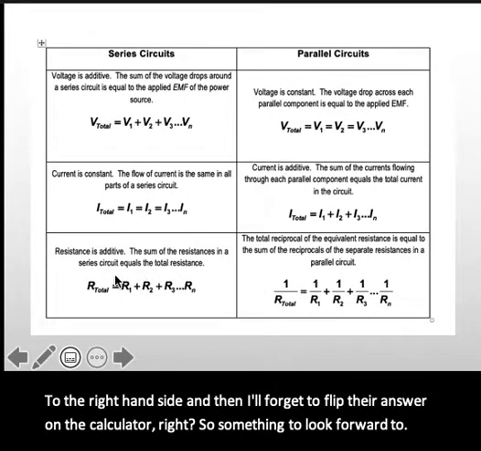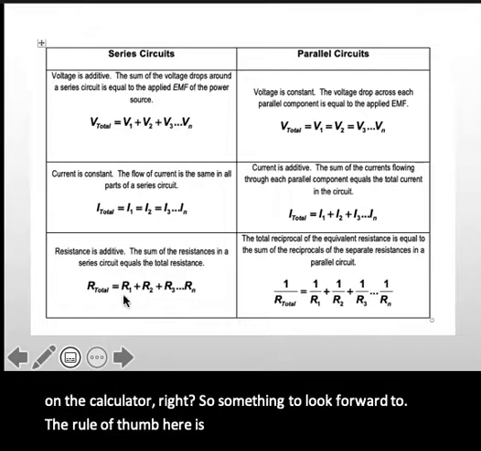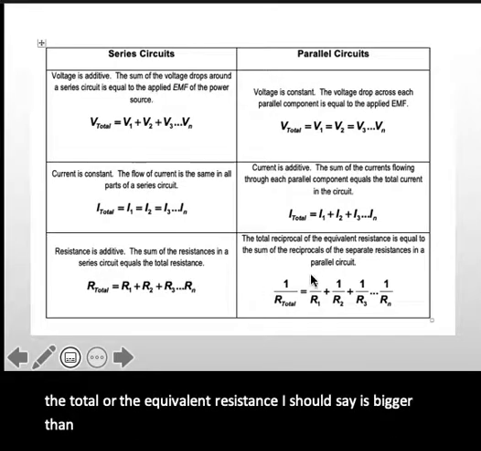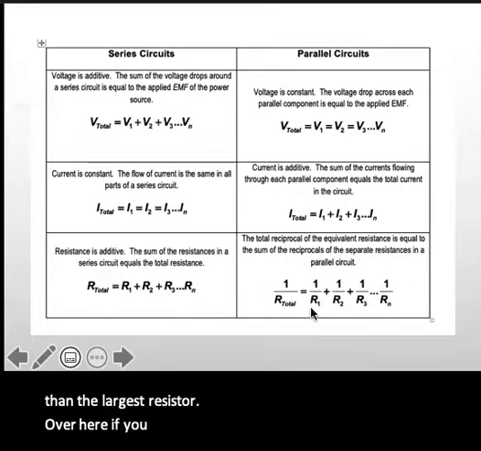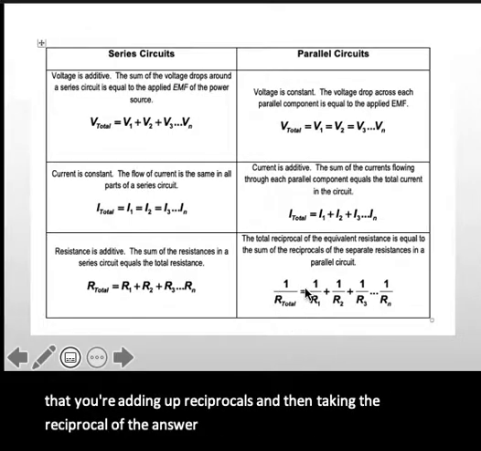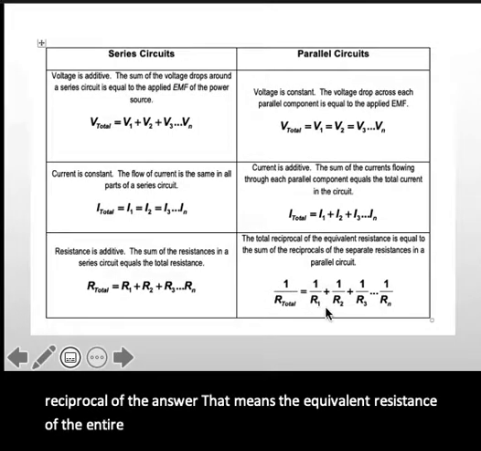The rule of thumb here is, you know that for resistors in series, the total, or the equivalent resistance, I should say, is bigger than the largest resistor. Over here, if you think about what this means mathematically, that you're adding up reciprocals and then taking the reciprocal of the answer, that means the equivalent resistance of the entire circuit is lower than the smallest resistor, right?